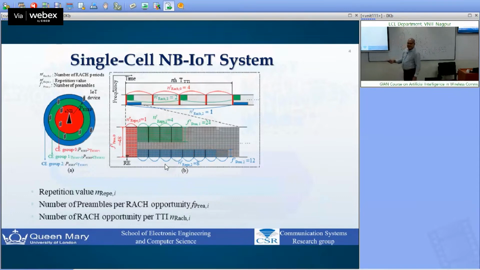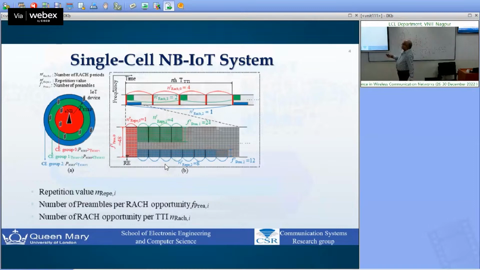So there are 3 parameters for red, 3 for green, 3 for blue. If you take this example here, the blue repetition factor is 8, so the preamble is repeated 8 times. For green, the preamble is repeated 4 times, because the blue one is far away. Far away means low power, so the repetition factor should be high. The red one is near to the base station, so the repetition factor is 1.